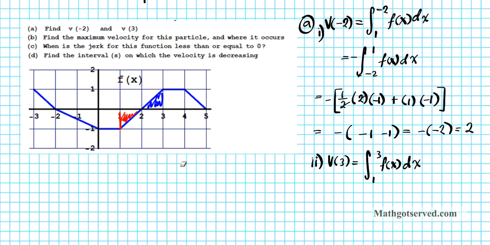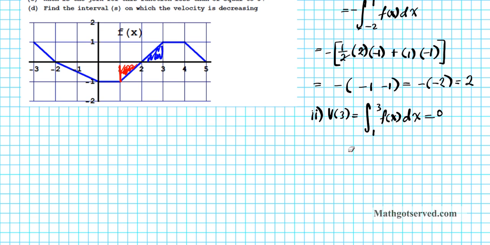Okay, so what can you guess what the answer is just by inspection? These two areas are identical in size, but this is negative and this is positive. So what happens when you add two identical opposite quantities? They cancel each other out to 0. So this should be 0. Okay? Alright, let me show you the mechanics to prove that that is actually the case.